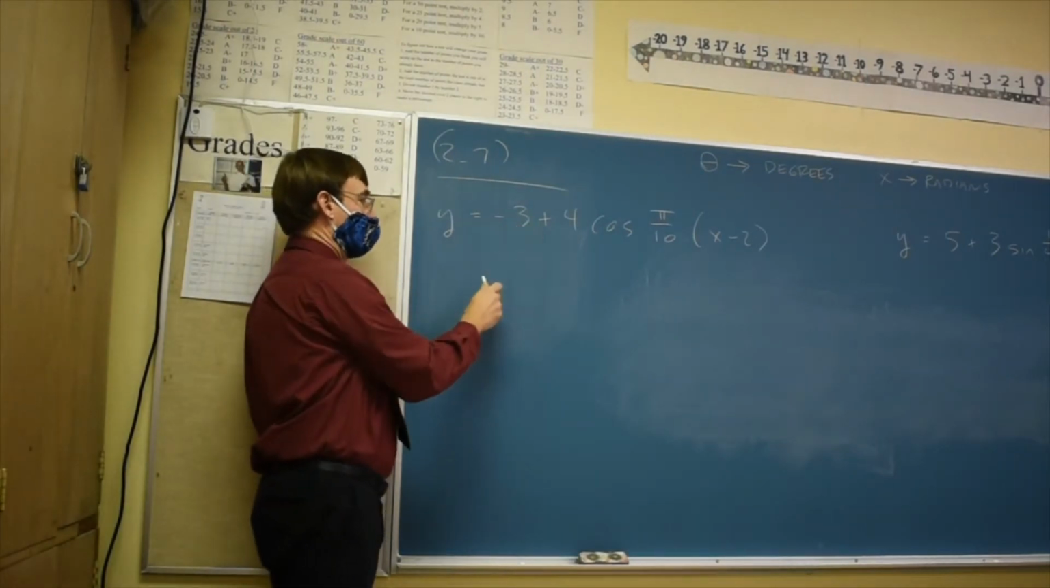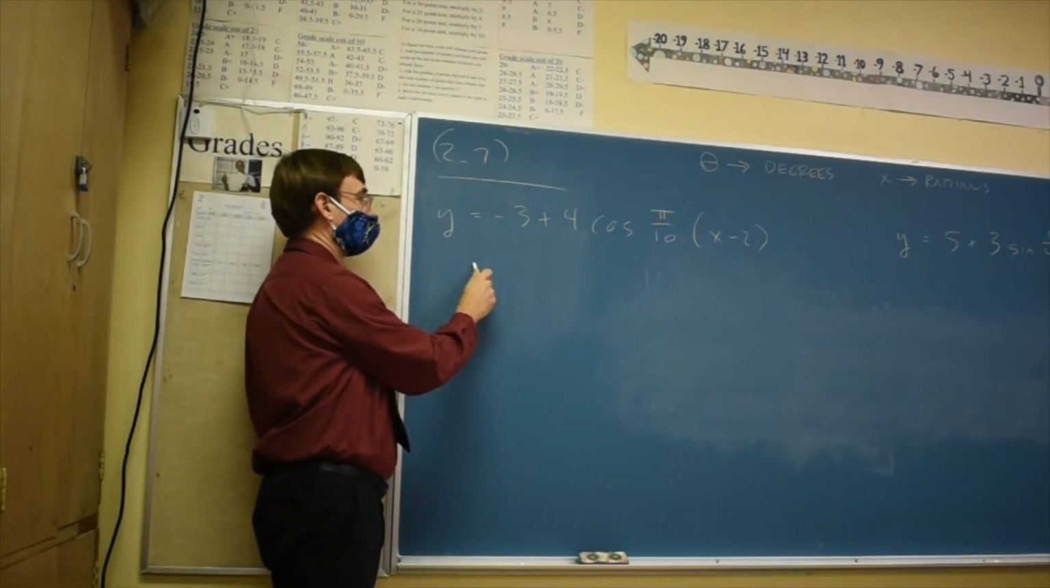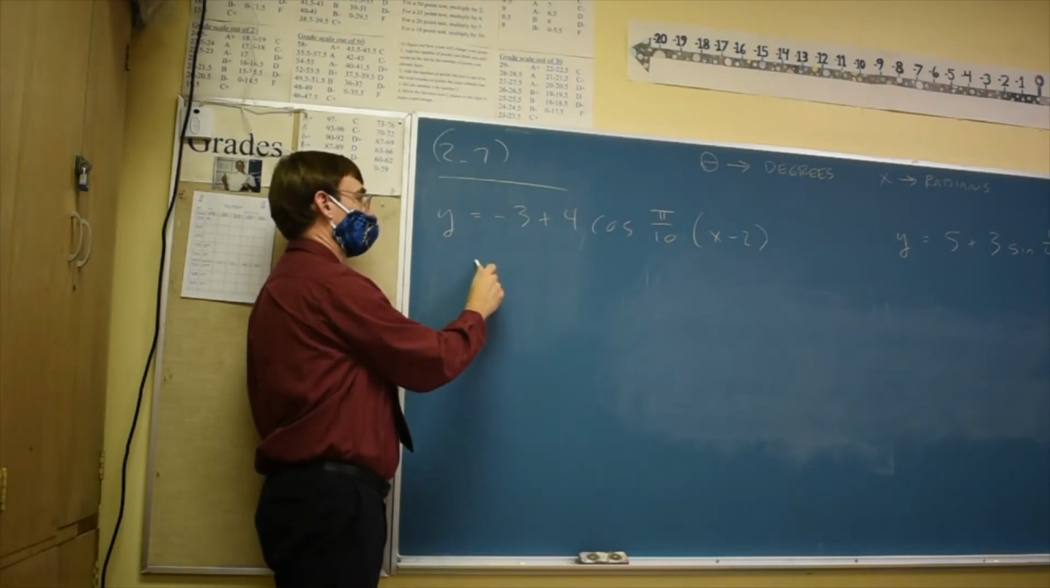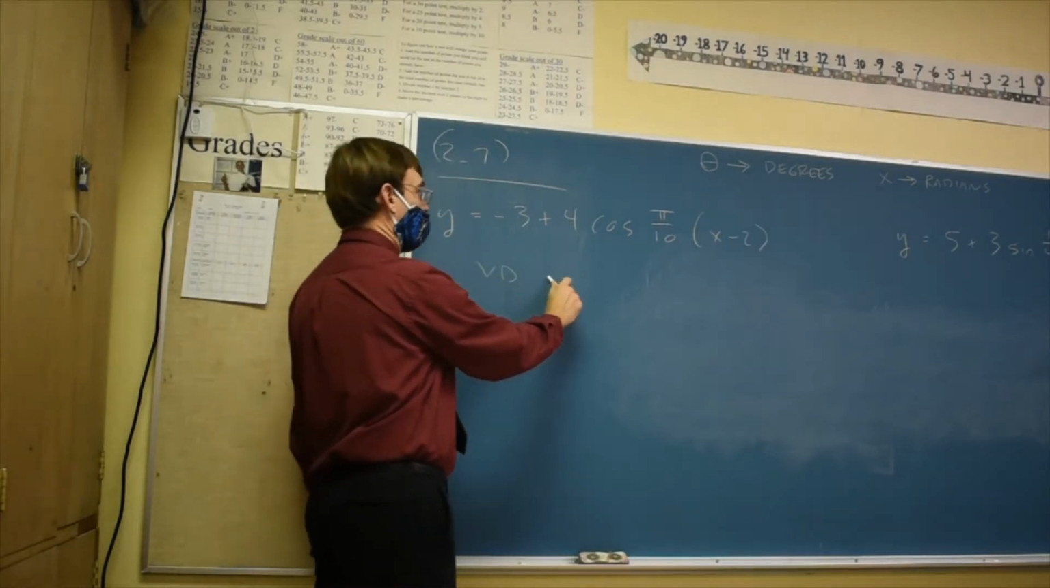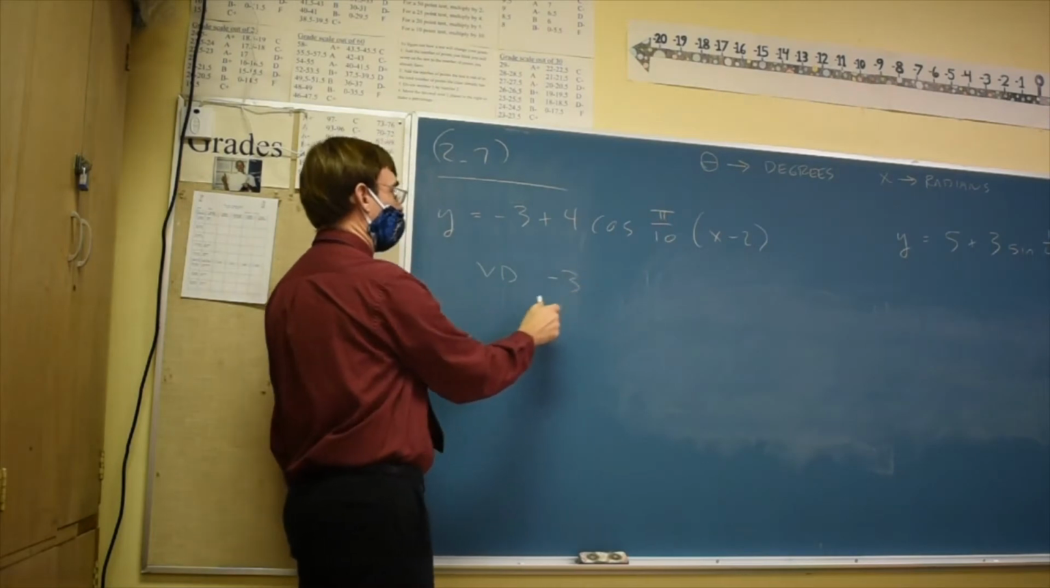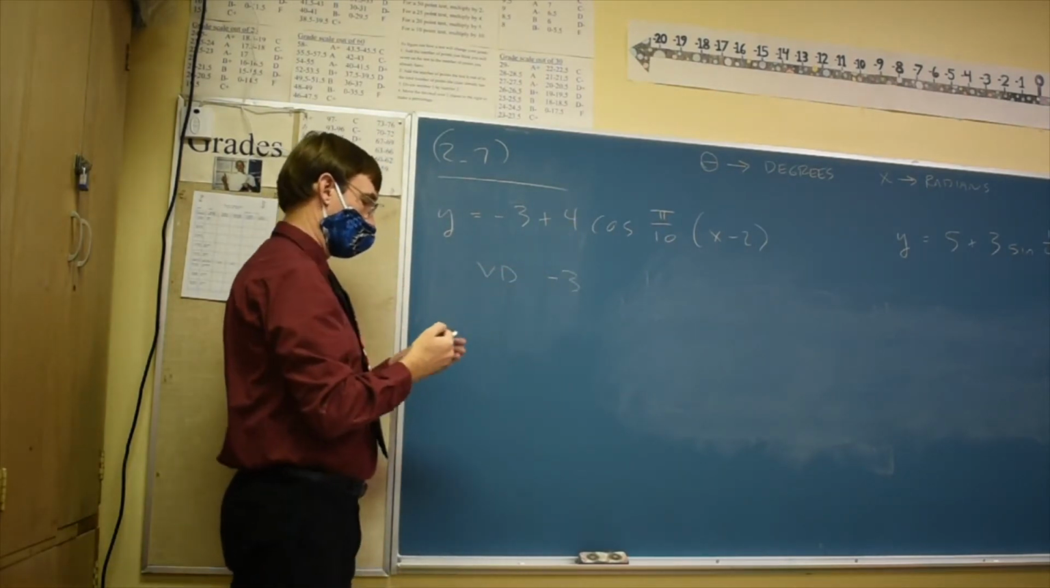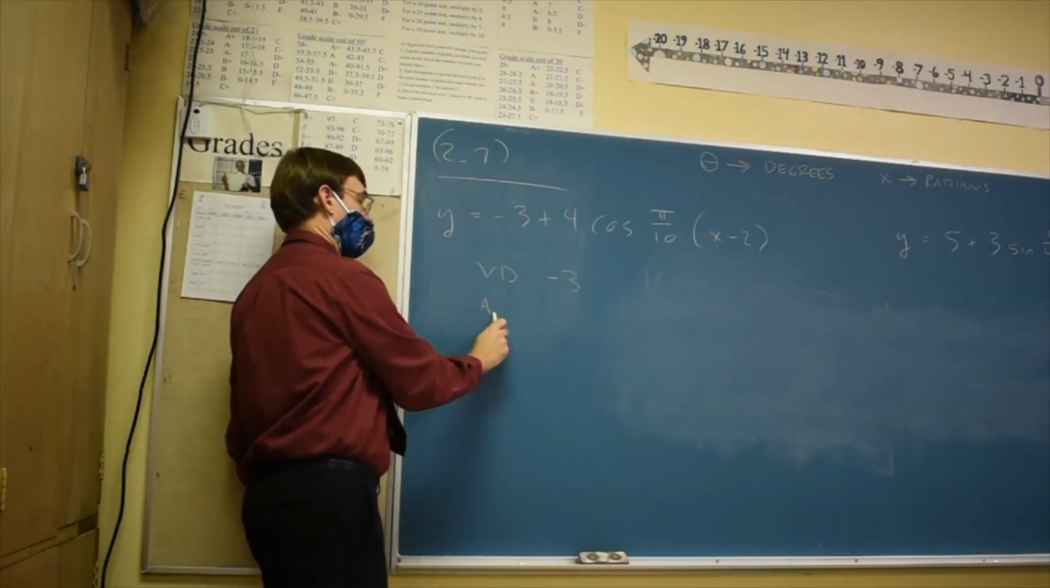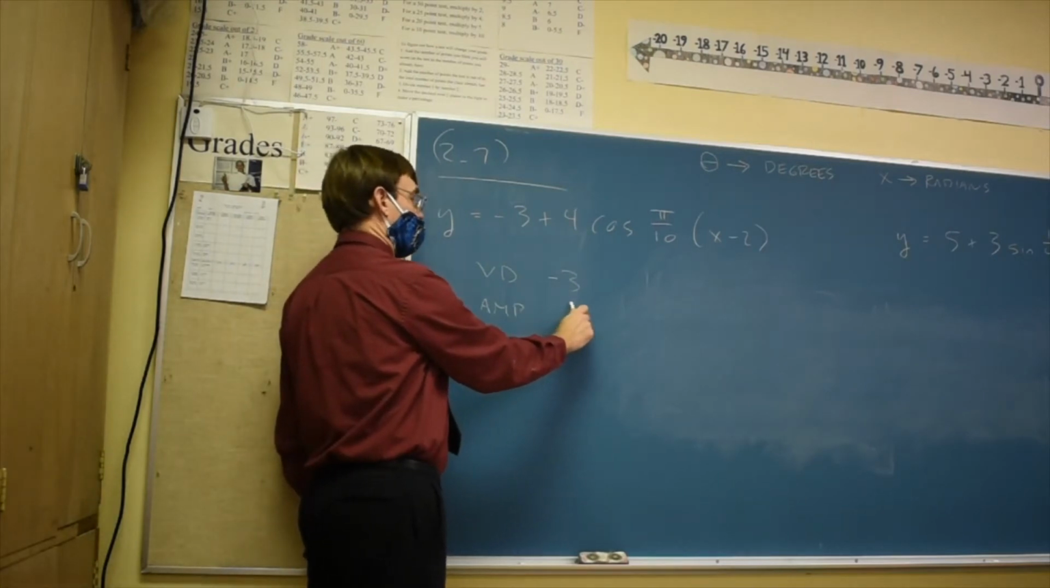What was this number a description of? Which number? The other distance. Vertical displacement. That would be a -3. What was this about? Amplitude. The amplitude. Amplitude would be 4.